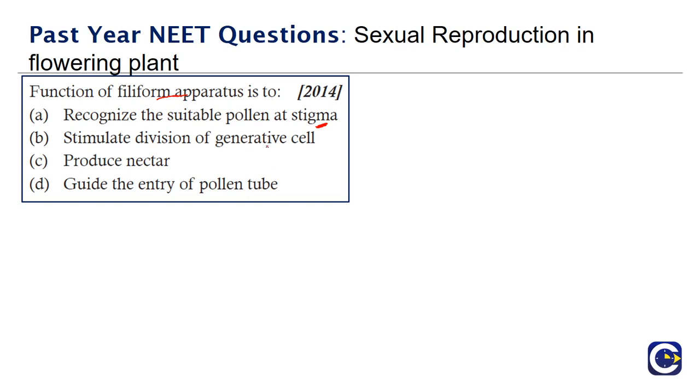As fertilization has to occur, the filiform apparatus enables the growth of the pollen tube into the synergids, so that there the fertilization can occur. So let's look at the solution.